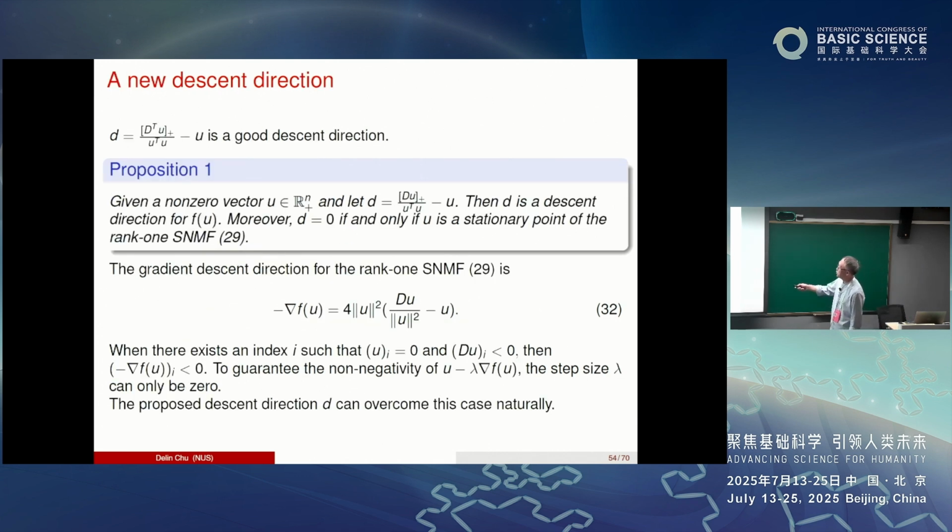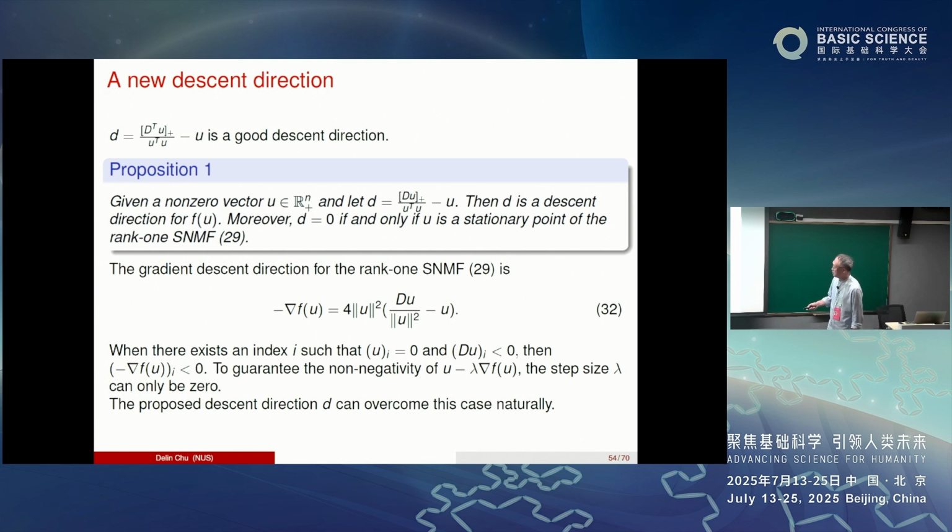Okay, now we can show D is a good descending direction. Also, we can show D equal to 0 if and only if U is a stationary point of the rank 1 symmetric non-negative matrix factorization problem. So this means if D is 0, then we can stop the iteration because we already have the stationary point.